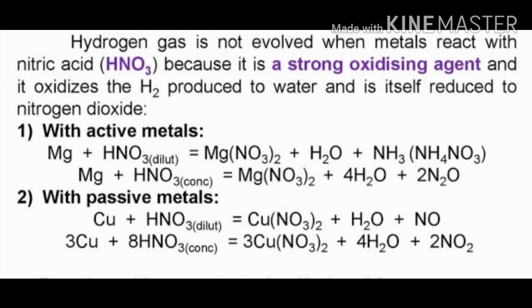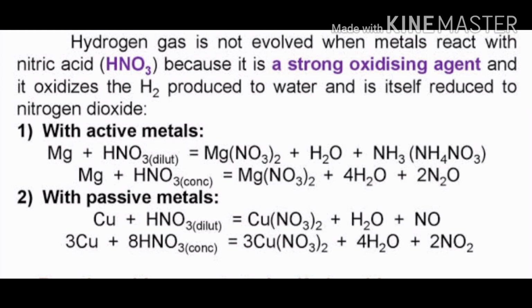The reason is that nitric acid is a strong oxidizing agent. So, it will oxidize the hydrogen gas produced during the reaction to water and will itself undergo reduction, forming nitrogen dioxide. Children, to understand oxidation and reduction, or oxidizing agent and reducing agent, please refer to chapter number 1 so that you can understand this reaction nicely. So, metal will react with nitric acid, forming metal nitrate, water, and nitrogen dioxide gas.